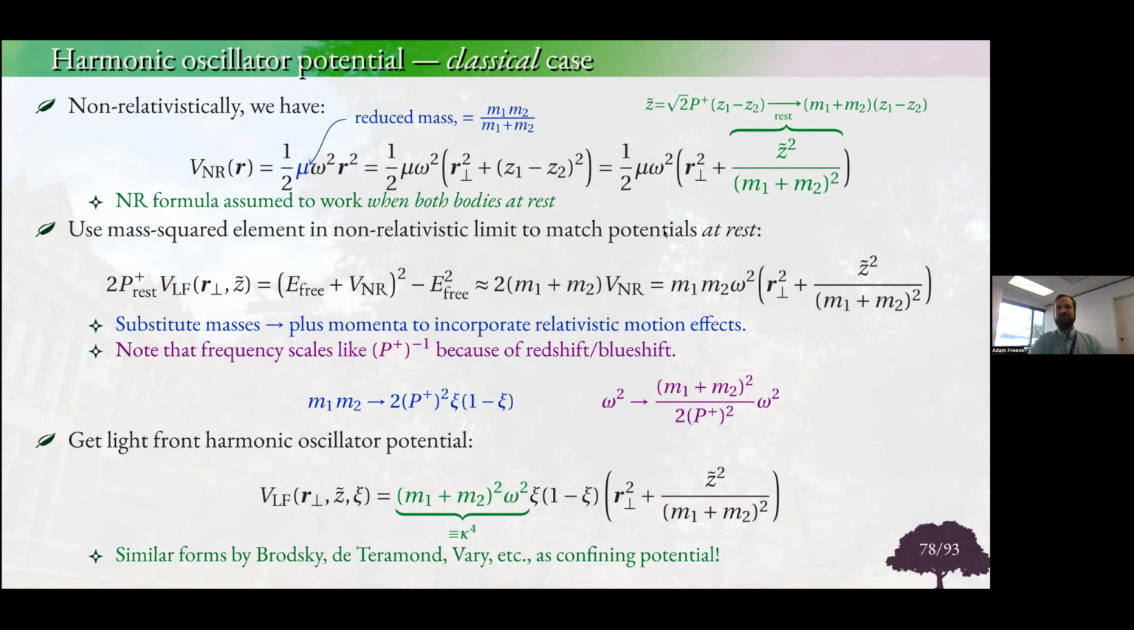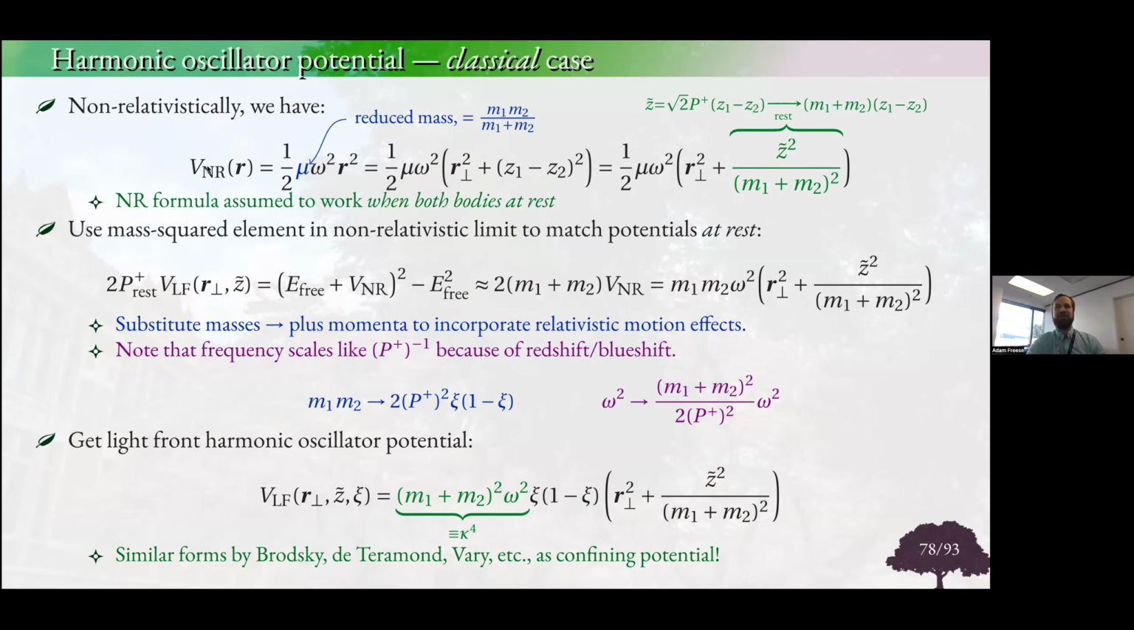Now, the non-relativistic formula is only going to be valid if both of the bodies are moving fairly slow. So we're going to say that this formula should be correct when both of the bodies are at rest. When both of the bodies are at rest, your total P plus, up to a factor of square root of 2, is going to just be the sum of the masses. So when the two bodies are at rest, in terms of the transverse separation and the Miller-Brodsky variable, you can write the non-relativistic harmonic oscillator potential like this.